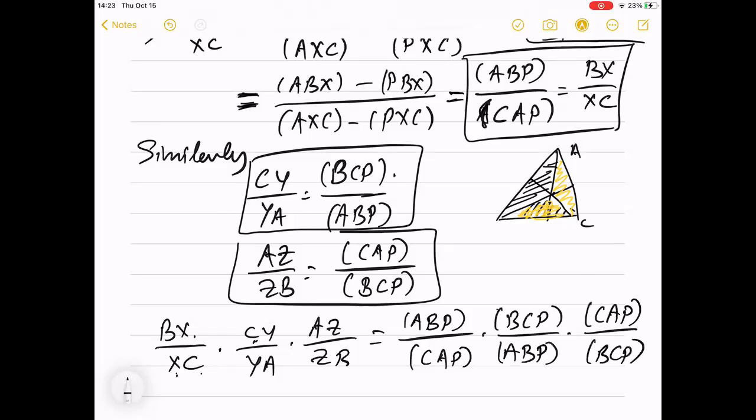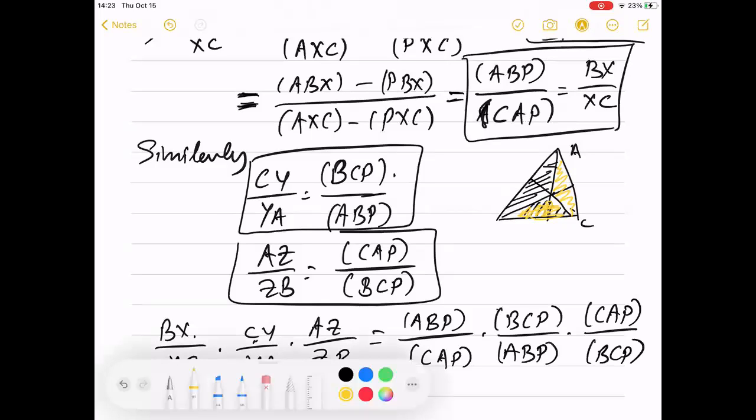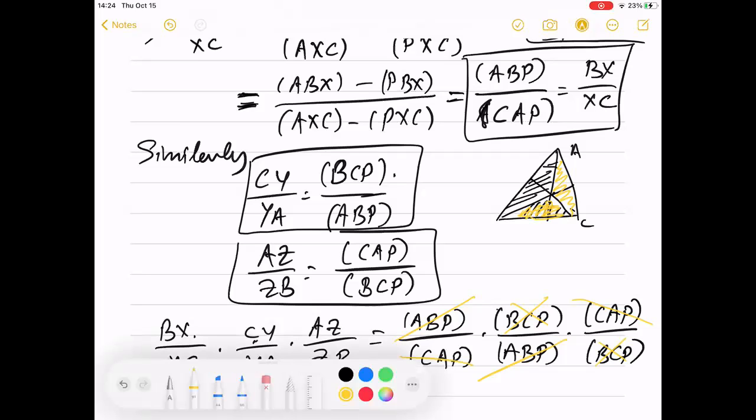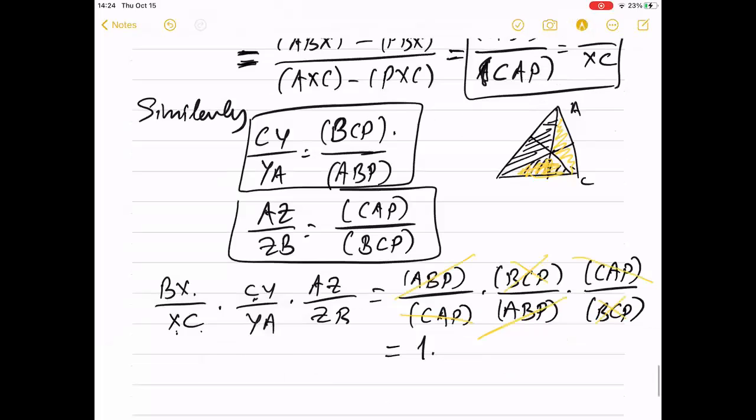Now, this ABP and ABP will cancel. CAP and CAP will cancel. And the others will cancel as well. And as a result, we will have only 1. So numerator and denominator are the same, so that's equal to 1. That's the proof of Ceva's theorem.